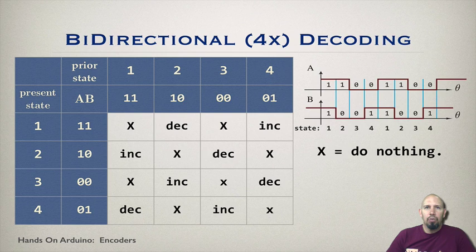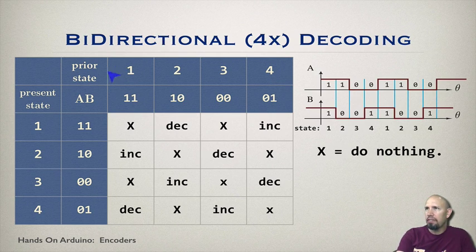Now we can do a 4x decoding. And this is probably the most common form using an incremental encoder, for two reasons. One is it gives the finest resolution, and second is it uses all the information available to us. It isn't just looking at when A transitions, it looks at all the transitions. So in keeping track of that, now we have 4 states to keep track of, not just A.